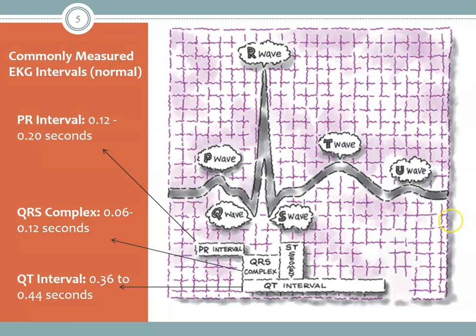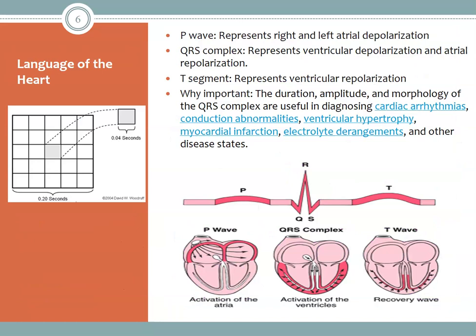The PR interval normal range should be 0.12 to 0.20 seconds. The QRS complex should range from 0.06 to 0.12 seconds, and the QT interval should range from 0.36 to 0.44 seconds. We know that the P wave represents the right and left atrial depolarization.